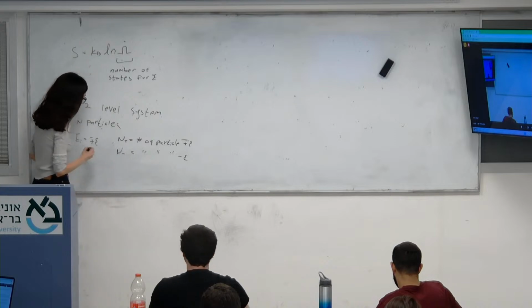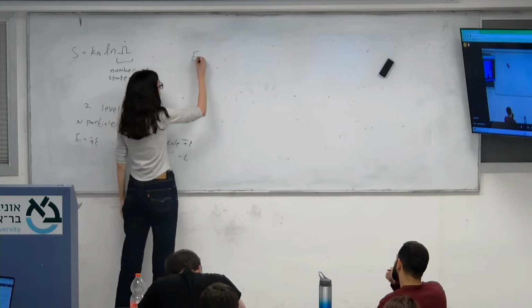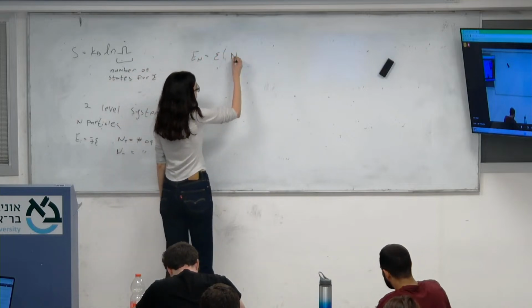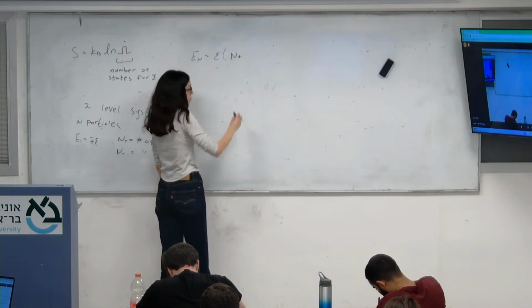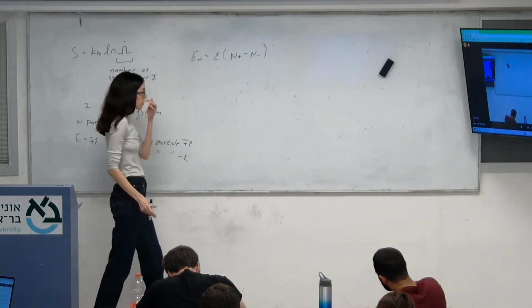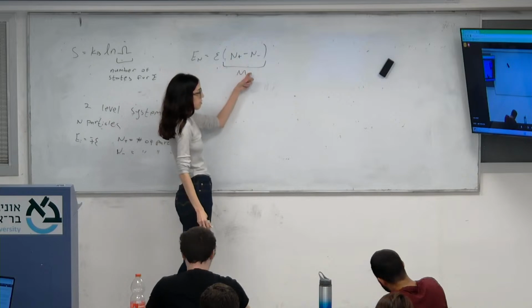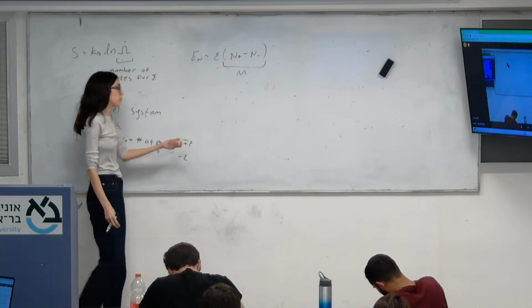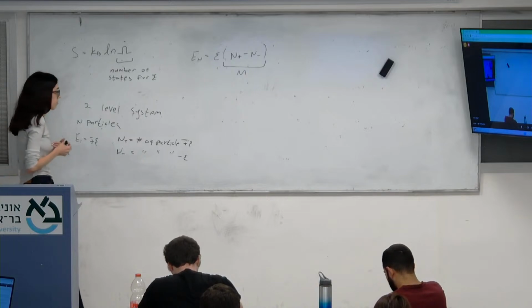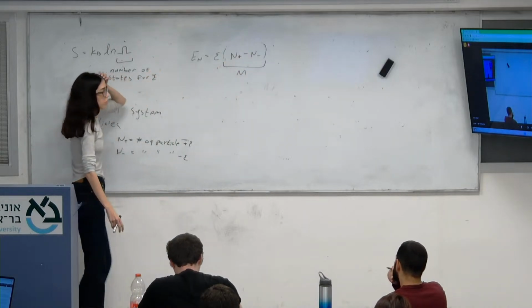The overall energy will be epsilon multiplied by the number of particles with plus epsilon minus the number of particles with energy minus epsilon. We can also define this as some parameter m, or we can stay with n minus and n plus. It doesn't really matter, it depends on what the question asked, but in this case I'm going to stay with that because it's more convenient.